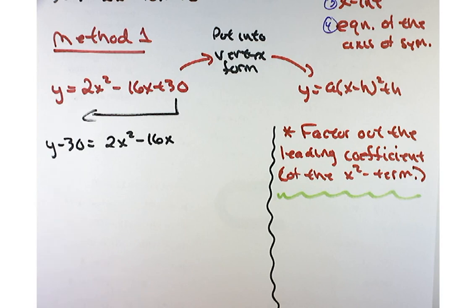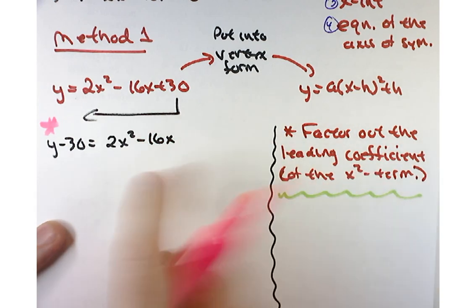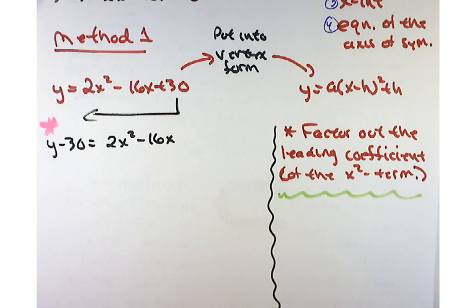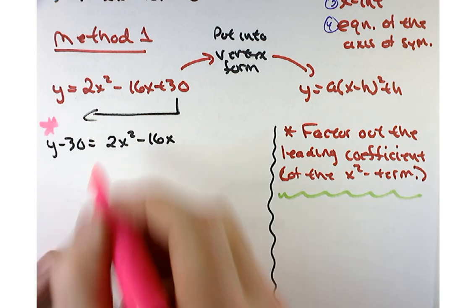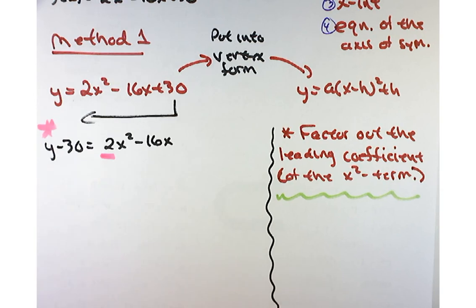And here's kind of the first little note that I put here, so you can go back and decipher things later. We want to factor out the leading coefficient of the x squared term. That's going to be the 2. Now, I know it's tempting to factor out a 2 and an x, because 2x would be your GCF. We only want to factor out the 2.